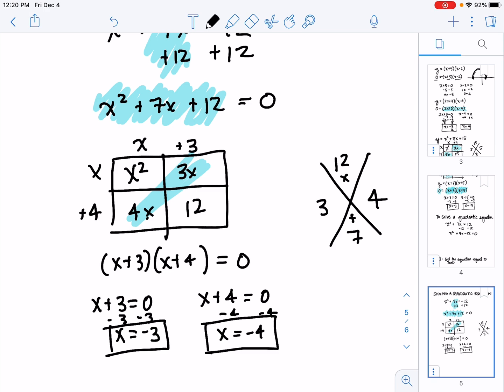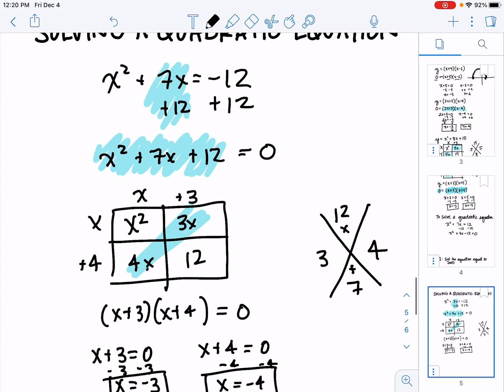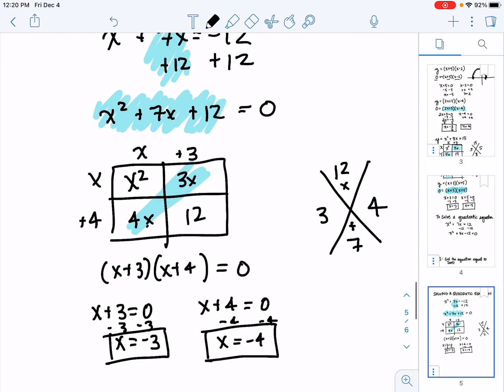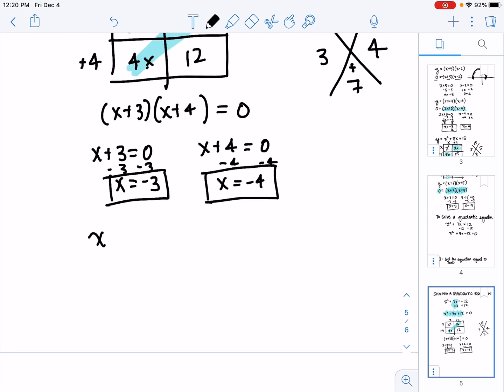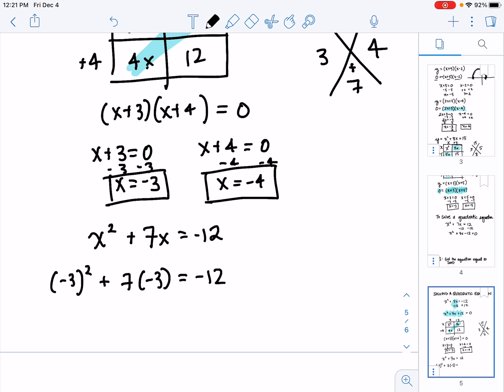Now, if you don't believe me, you can always test your answer back into the original equation. So let's try plugging in negative 3. Remember, our original equation was x squared plus 7x equals negative 12. So if I plug in negative 3, it should work. Negative 3 squared plus 7 times negative 3 should equal negative 12. So negative 3 squared is 9. 9 minus 21. Hey, look, 9 minus 21 is negative 12. It checks out.